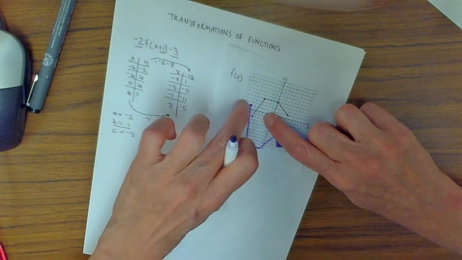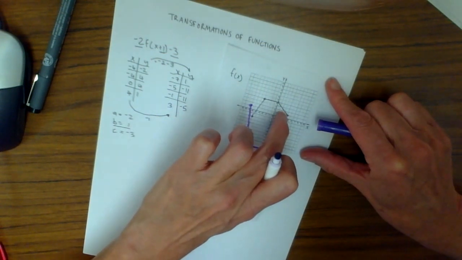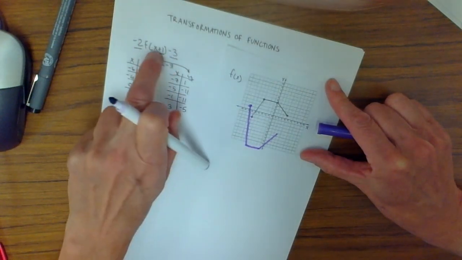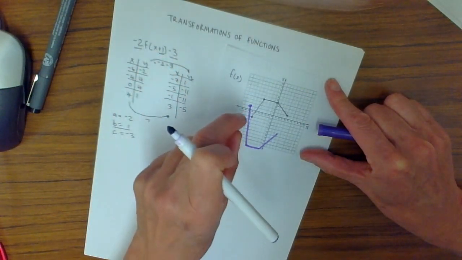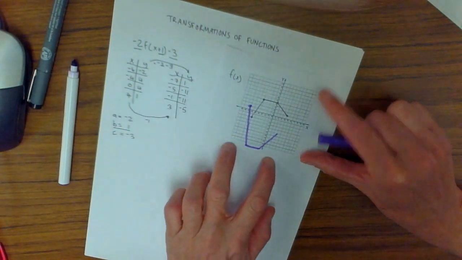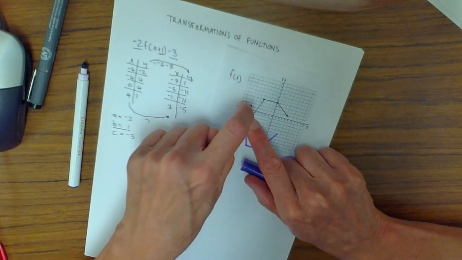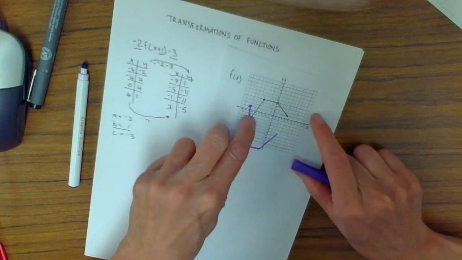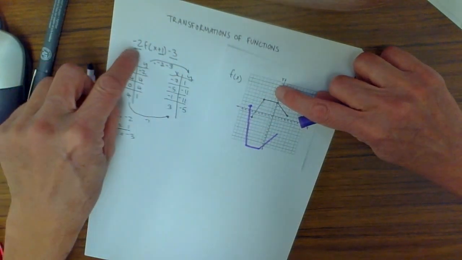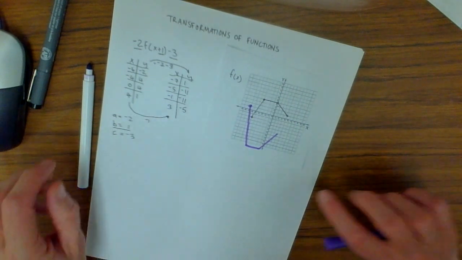All right, we can see the end point is 1 unit to the left of where it was, and this end point is also 1 unit to the left of where it was. That's because of the plus 1. And the minus 3, well, let's see. This low point used to be negative 2. I've now got a high point of positive 1. This negative 2 became positive 4 when it was multiplied by negative 2, but then it was dropped down 3 and it turned into a 1.